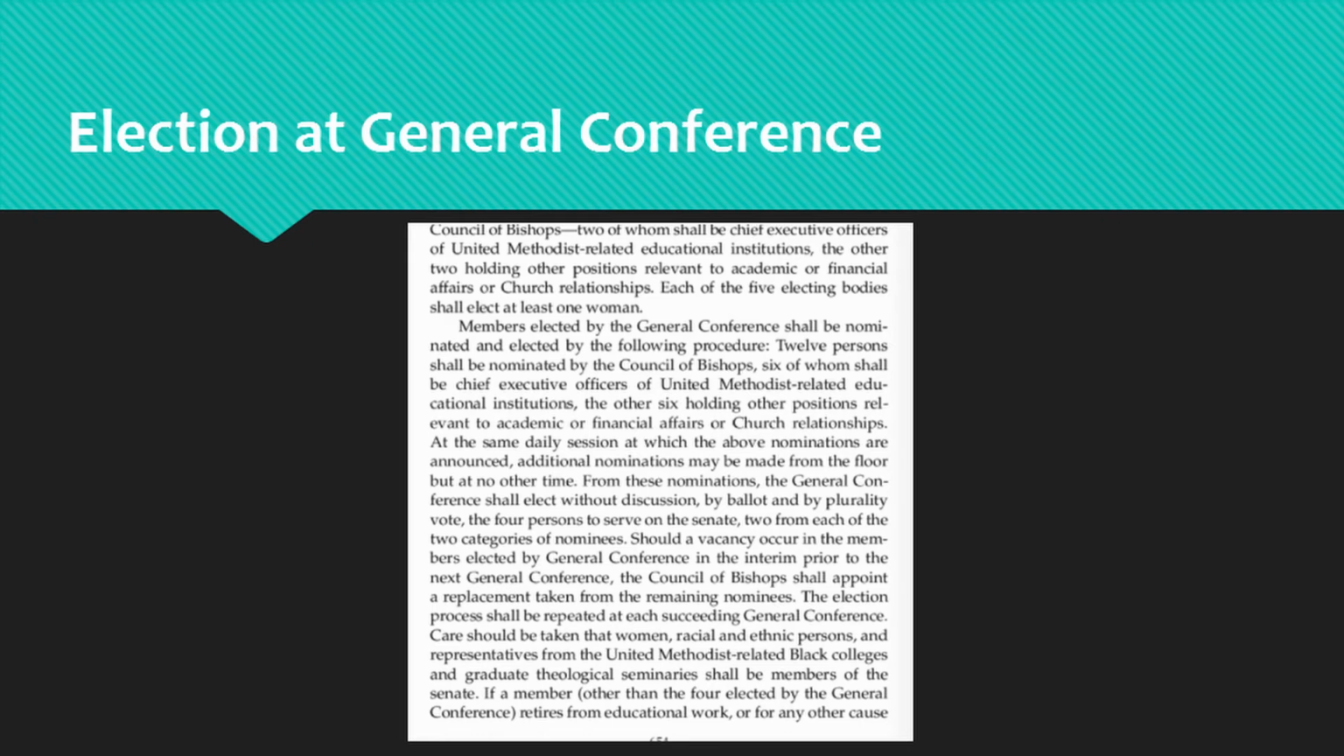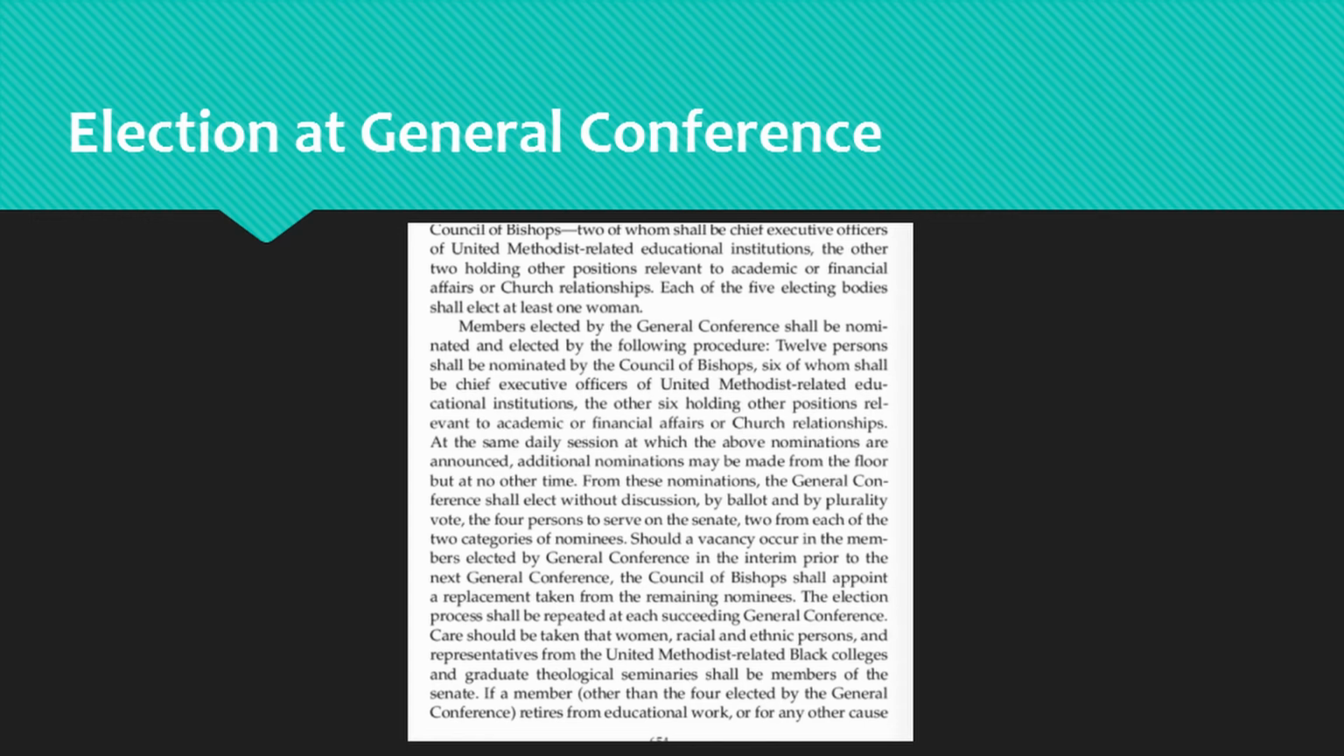First, the Council of Bishops receives recommendations for nominees from the College of Bishops of each jurisdiction in the United States. The Council prepares a list of 12 nominees, 6 who are chief executive officers and 6 who hold other relevant positions. When the 12 nominees from the Council of Bishops are announced at General Conference, delegates may nominate additional people to either category. The full list of nominees is published in the Daily Christian Advocate with a biographical statement submitted by each nominee. Without discussion in plenary, delegates then vote to elect 2 chief executive officers and 2 people with other related backgrounds to serve on the University Senate for the next quadrennium.